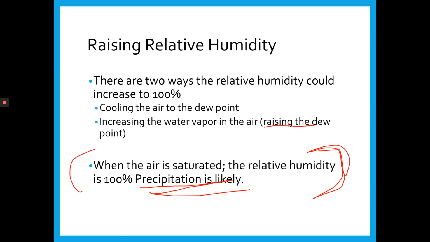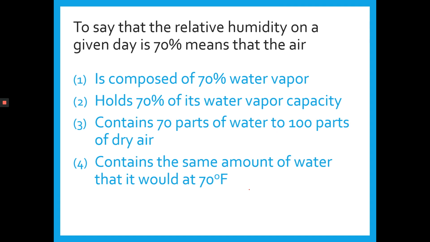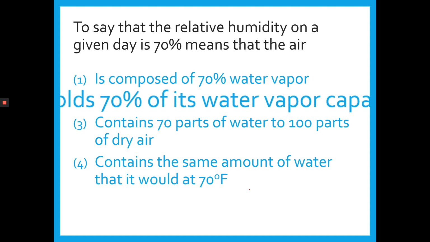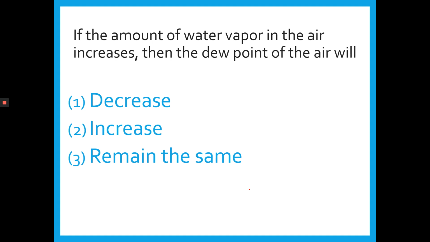So that's really it as far as the content of this lesson goes. So just to do a few review questions, Question 1. To say that the relative humidity on a given day is 70% means that the air is... So the answer is 2, holds 70% of its water vapor capacity. If the amount of water vapor in the air increases, then the dew point will also increase.